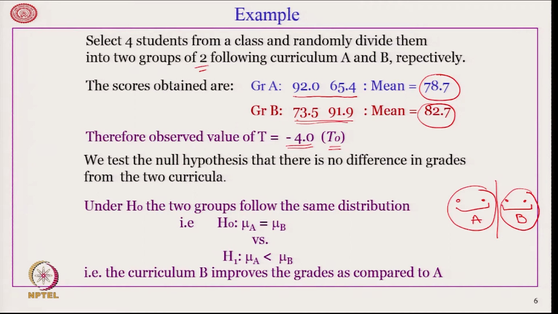Under the null hypothesis, since we are checking the equality of central location, H naught is mu A equal to mu B. What is going to be the alternative? Looking at these, we feel that the average of A is less than the average of B. Therefore, for this particular problem, we can choose H1 as mu A less than mu B, that is, curriculum B improves the grades as compared to curriculum A.